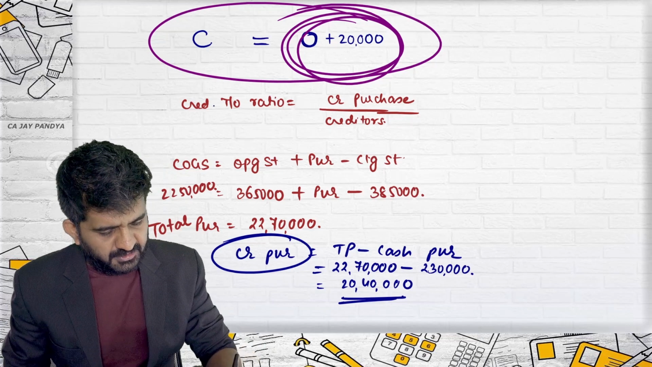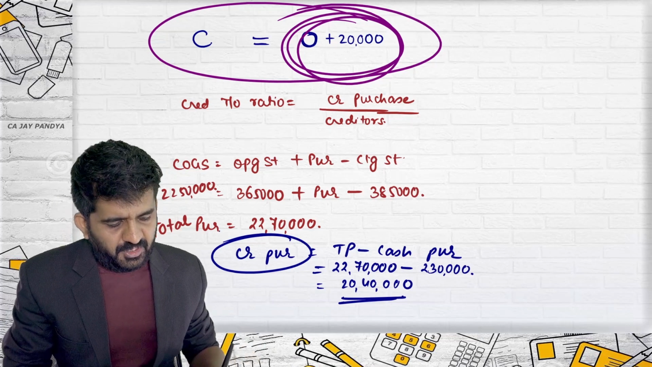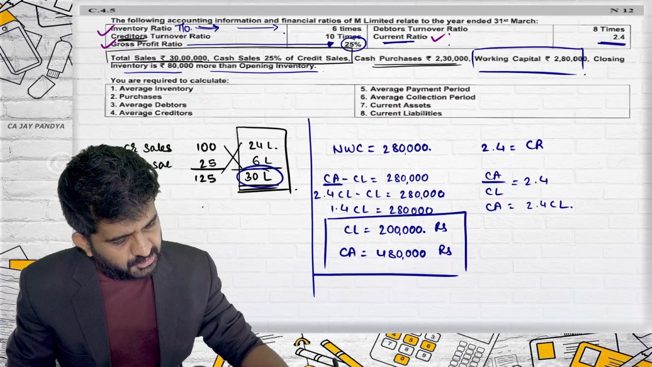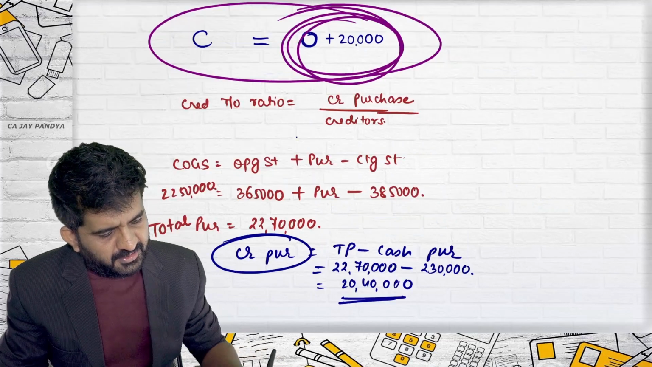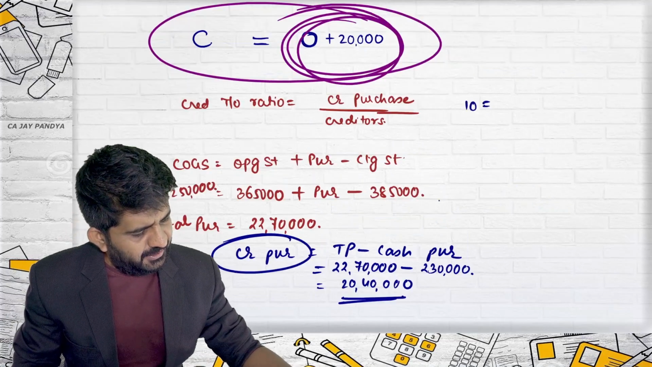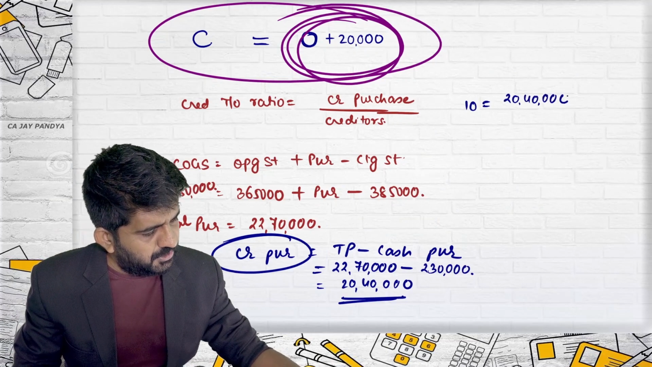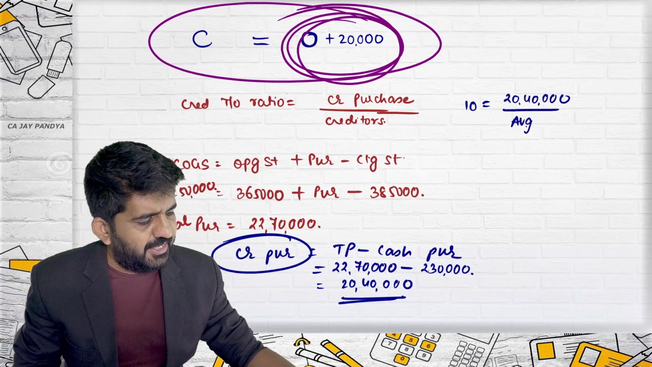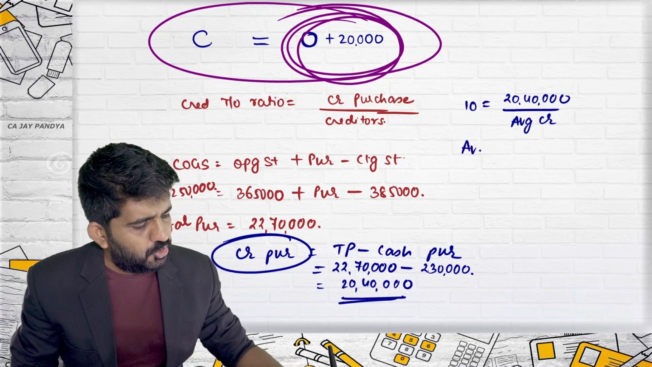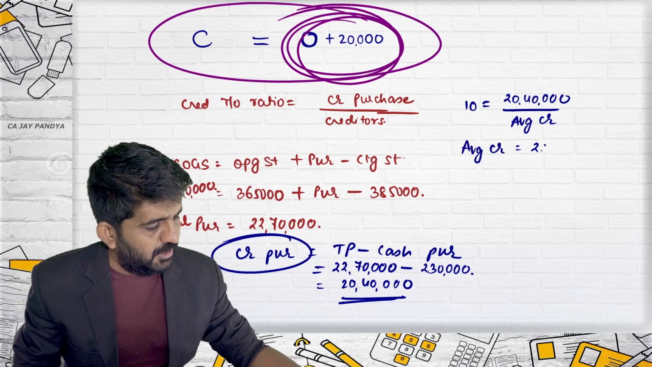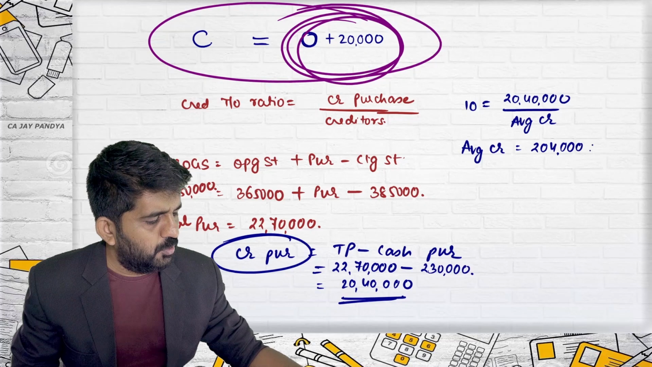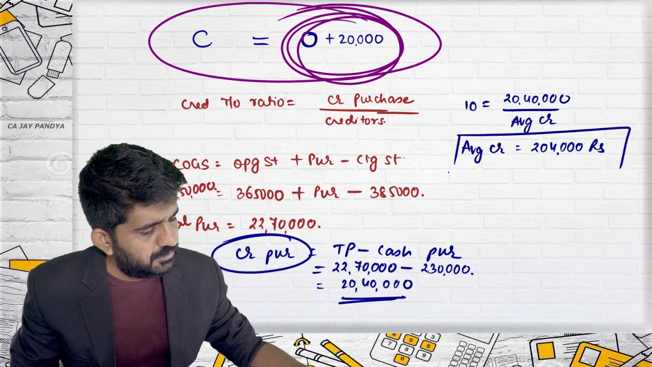Now we can use this. Creditors turnover ratio we know, it is 10 times. 10 is equal to credit purchase 20,40,000 upon average creditors. So average creditors will be 2,04,000 rupees.